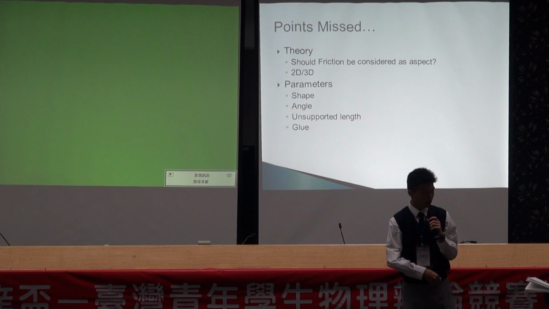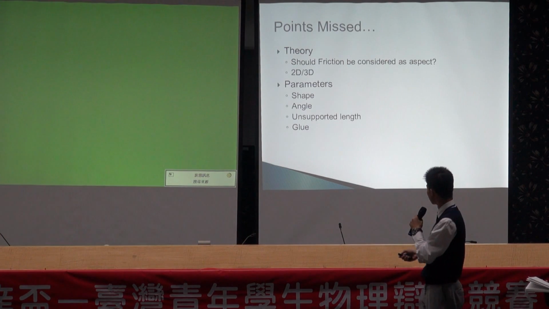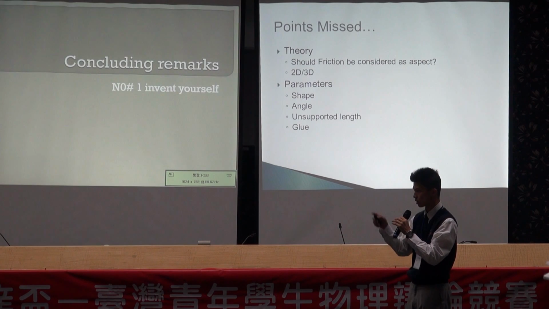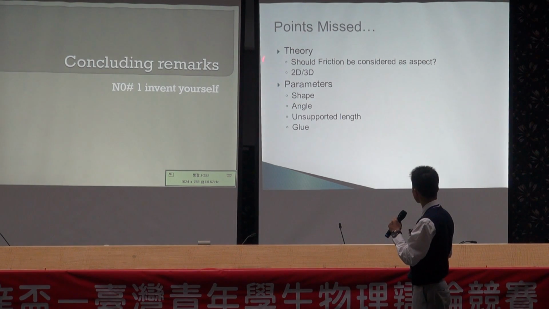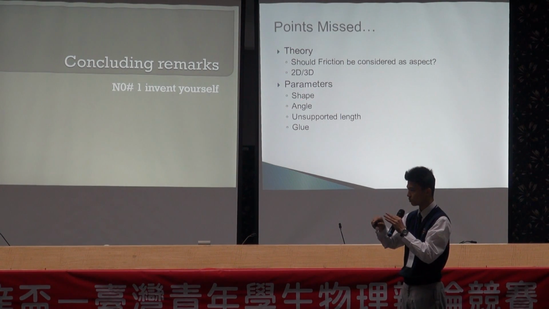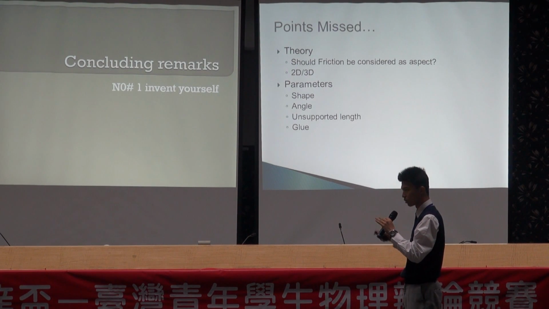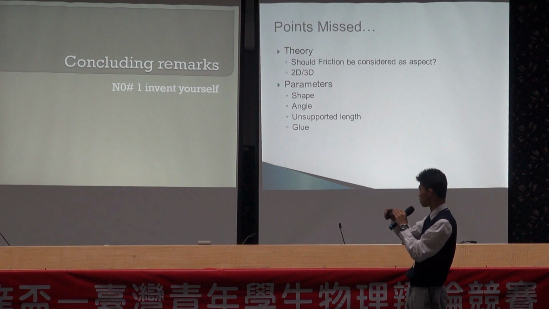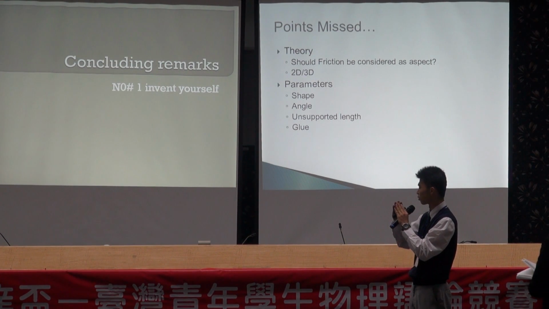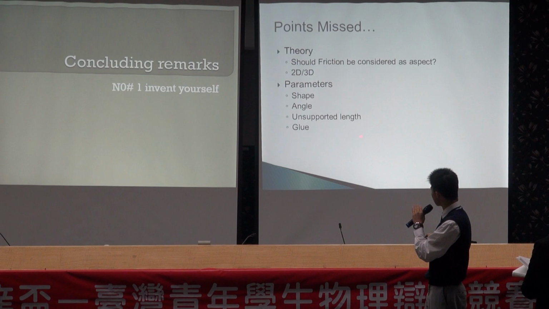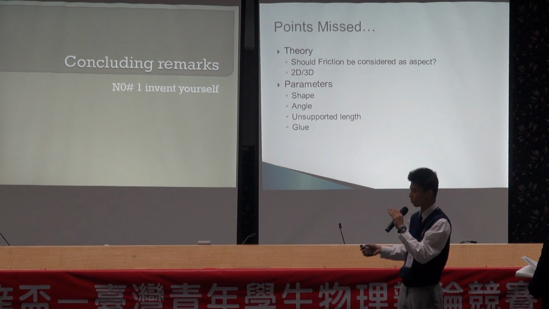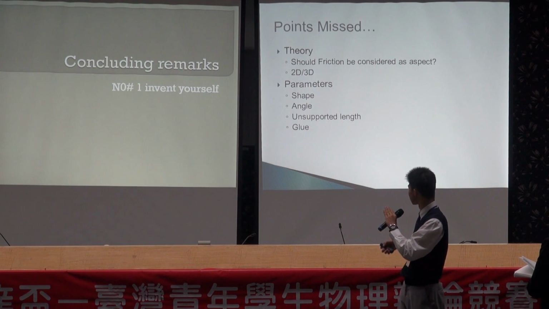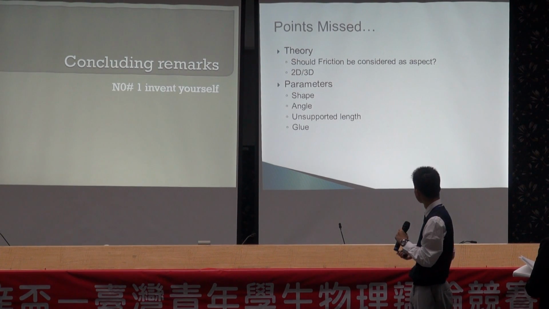I have some suggestions for the reporter. In the theory, should friction be considered as an aspect in the results? And is the paper you have a 3D or 2D model that will affect your theory? As parameters, you can use different shapes and different angles of the accordion style. And the last one is the glue. If you apply glue, will it affect the whole results?